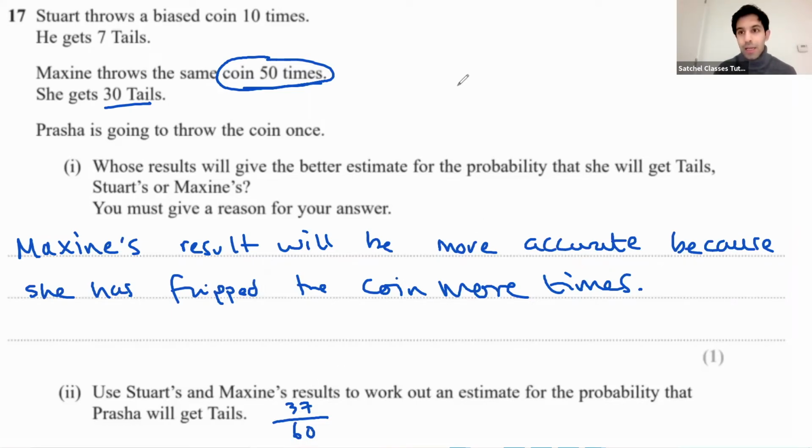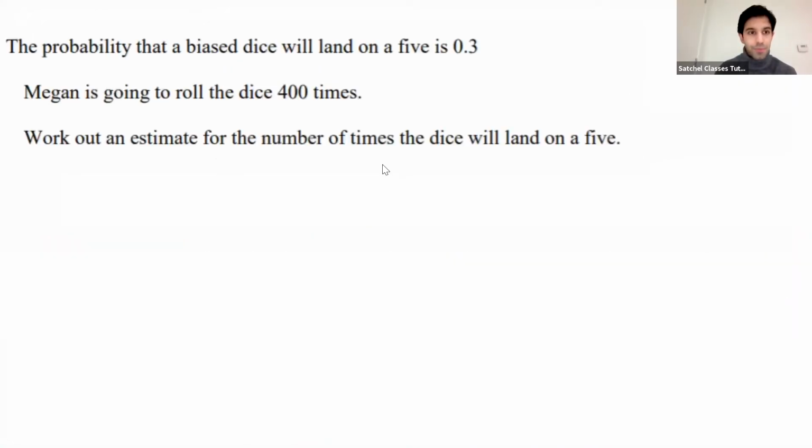All right, let's do some more examples. So here, another exam question. It says the probability that a biased dice will land on 5 is 0.3. Megan is going to roll the dice 400 times. Work out an estimate for the number of times the dice will land on 5.